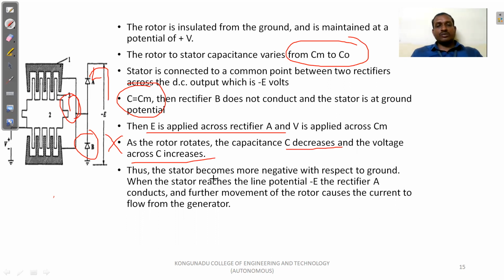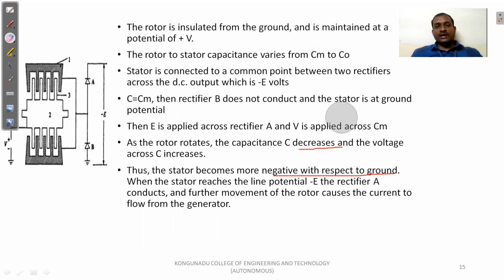Thus, the stator becomes more negative with respect to the ground. If C is equal to Cm, rectifier B does not conduct. E is applied across the rectifier A, which is applied across the Cm. As the rotor rotates, the capacitance C decreases and the voltage across C increases, so the stator becomes more negative with respect to ground.